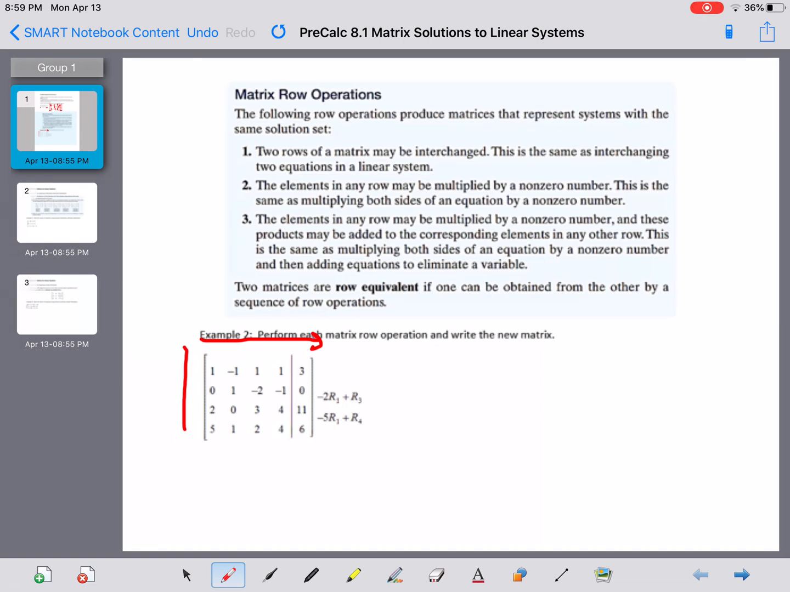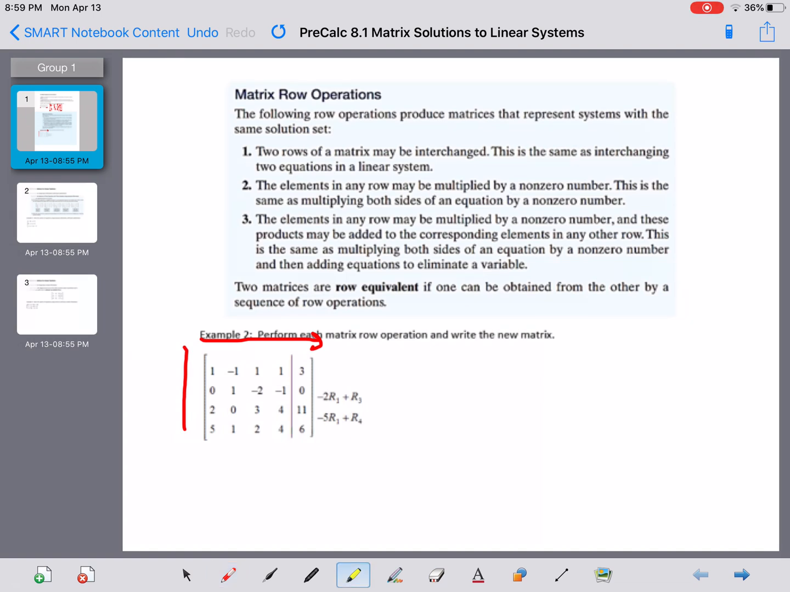Now, we're not going to solve anything here. We just want to go through what we call a matrix row operation. As you go through this, it should have some similarities to when we solve systems of equations in general. So I do want to read some of these matrix row operations because they are important to note.